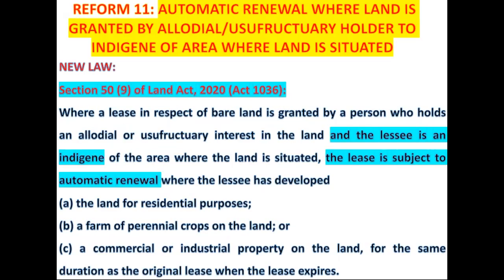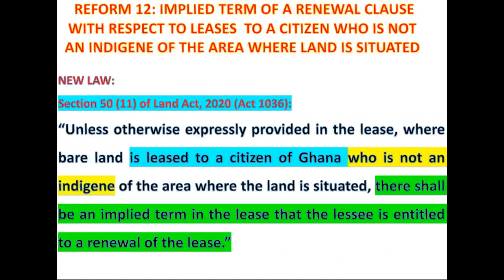And you realize I was emphasizing the grant from the allodial holder or from the usufructuary holder to an indigene. That is where you have the automatic renewal. Now, if you read further, there's another clause that deals with the grant in respect of leases to a citizen who is not an indigene. That one, the law treats it differently.